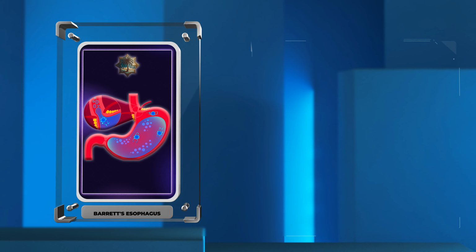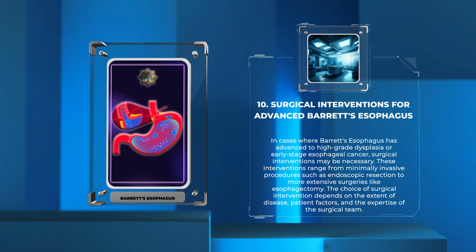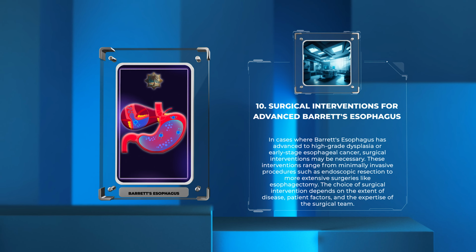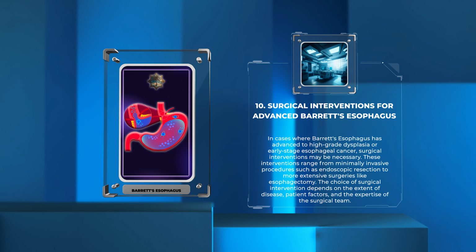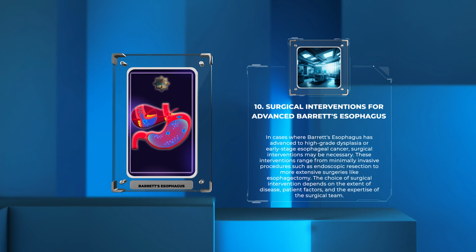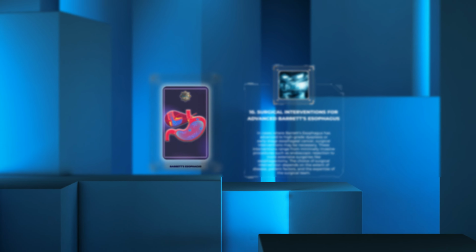In cases where Barrett's esophagus has advanced to high-grade dysplasia or early-stage esophageal cancer, surgical interventions may be necessary. These interventions range from minimally invasive procedures such as endoscopic resection to more extensive surgeries like esophagectomy. The choice of surgical intervention depends on the extent of disease, patient factors, and the expertise of the surgical team.